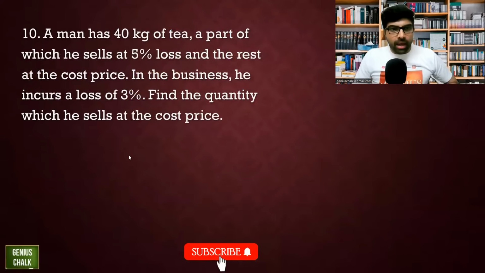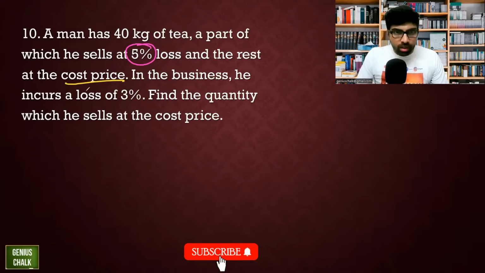Okay, one more. A man has 40 kg of tea, a part of which he sells at 5% loss and the rest at cost price. Again, see profit and loss. In the business, he incurs a loss of 3%. Find the quantity. Again, quantity. Quantity means number. He sells at the cost price.